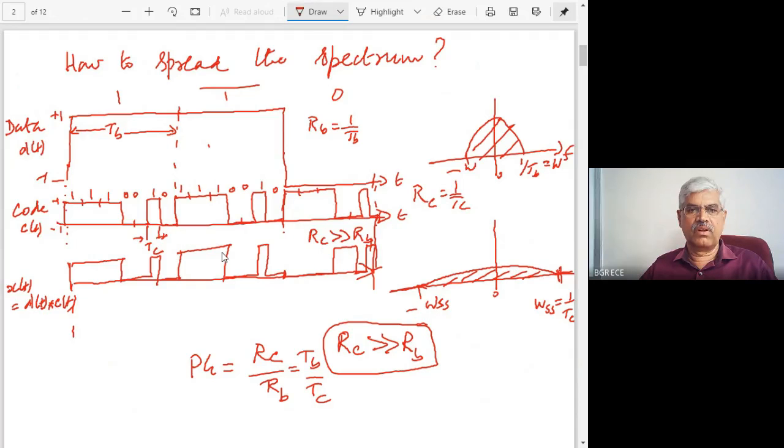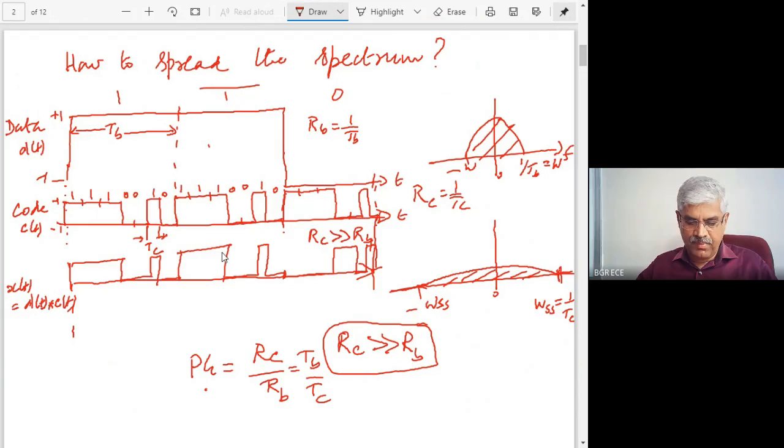Otherwise, communication will not survive. So what we lose is bandwidth, what we gain is successful communication in the presence of jamming. So that is to be understood. How much reduction in the effect of jamming, that is determined by PG, the processing gain. The processing gain is RC by RB.